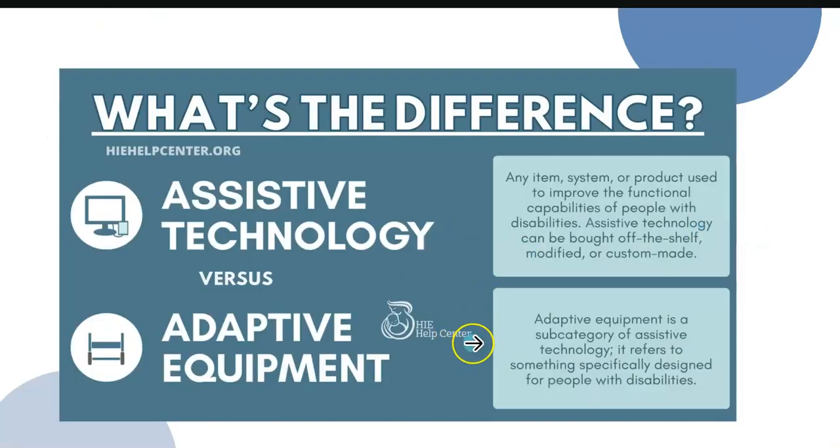So I wanted to show the difference between assistive technology and adaptive equipment. This comes from the HIE Help Center. Assistive technology is any item, system, or product used to improve the functional capabilities of people with disabilities. Assistive technology can be bought off the shelf, modified, or custom made. And then adaptive equipment is a subcategory of assistive technology, and it's something really specifically designed for people with disabilities.